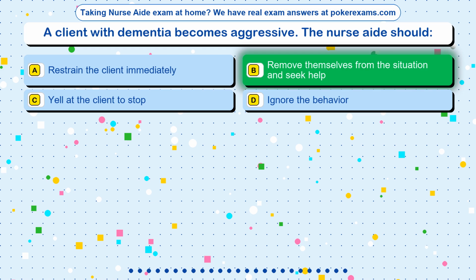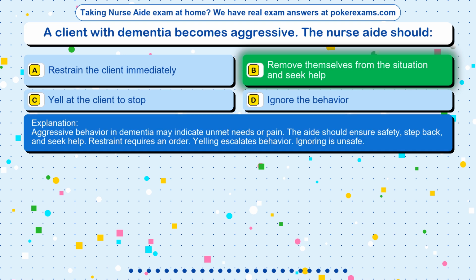The correct answer is option B, remove themselves from the situation and seek help. Aggressive behavior in dementia may indicate unmet needs or pain. The aide should ensure safety, step back, and seek help. Restraint requires an order. Yelling escalates behavior.